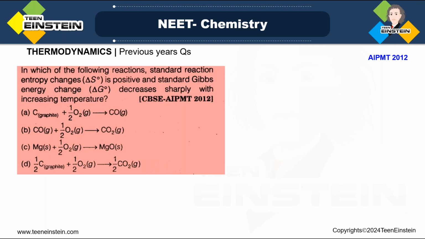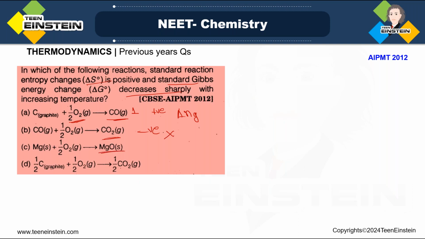One more problem. In which of the following reactions is the standard reaction entropy change positive, and the standard Gibbs energy decreases sharply with increasing temperature? Now for del S to be positive, you know del Ng must be positive. This is the difference. For the first reaction, this is 1 mole, and on the left hand side you have half mole gas. So 1 minus half is basically positive del Ng. Now for this one you will see 1 minus 2, or minus 1. This is negative, so here del S is not positive. You can cancel this option.